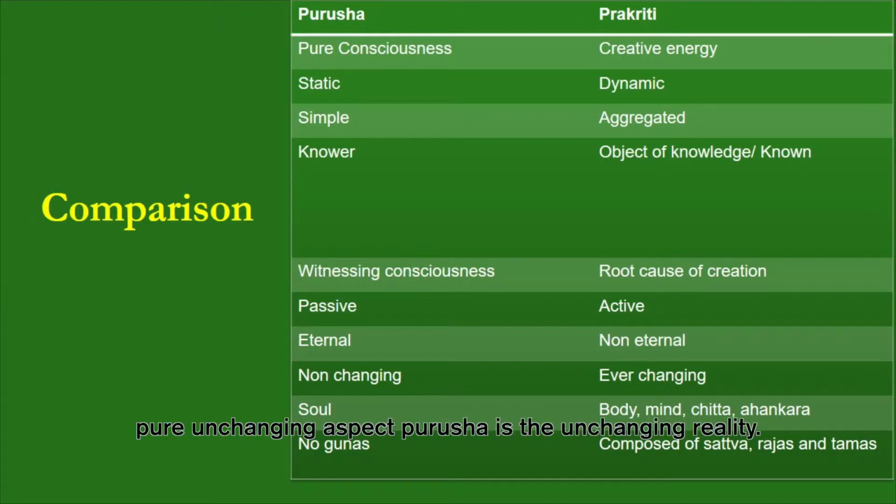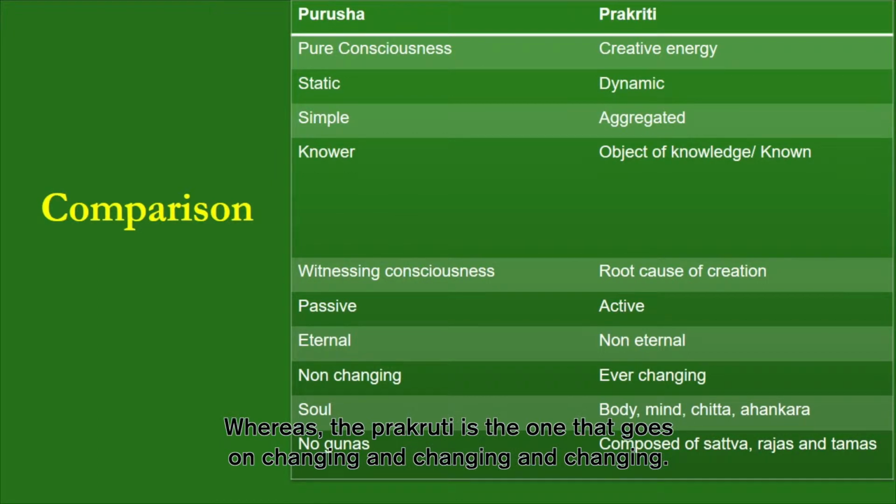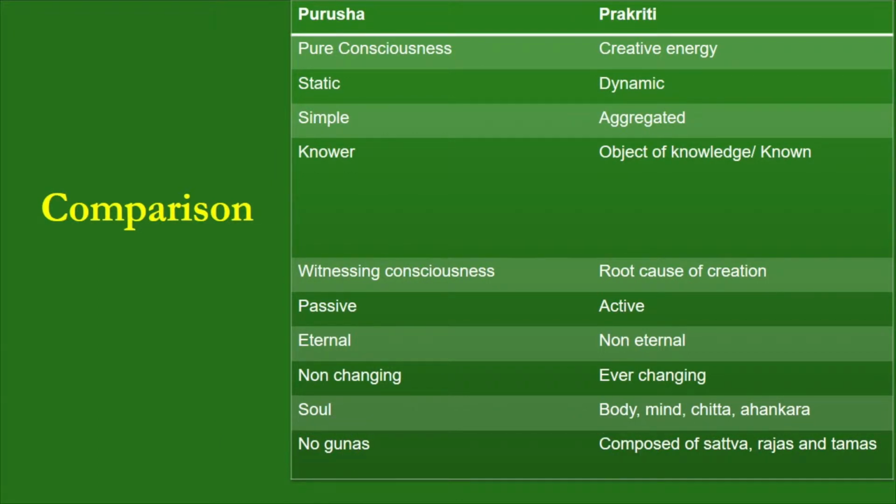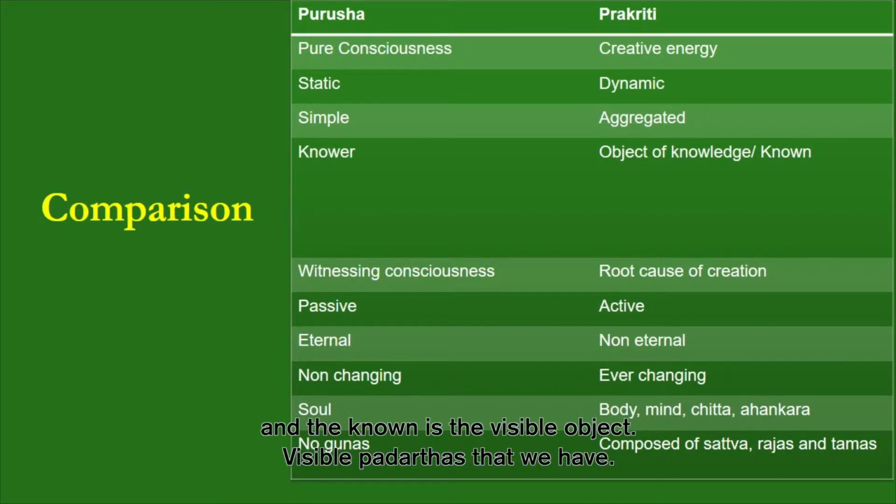Purusa is the unchanging reality. It is all pervasive, it is eternal, unchanging. Whereas the Prakriti is the one that goes on changing and changing and changing. And Purusa is the knower and the Prakriti is the known in a sense. The knower is the subject and the known is the Prakriti. The knower is a silent witness and the known is the visible object, visible padarthas that we have.